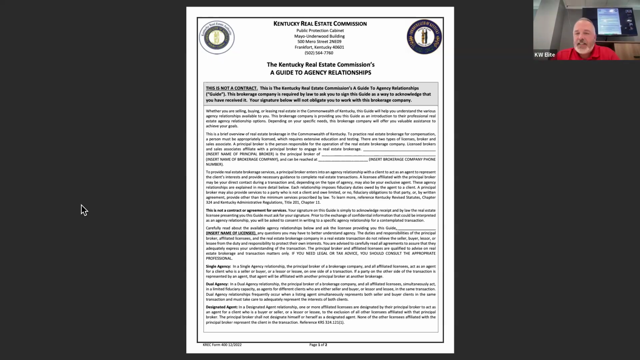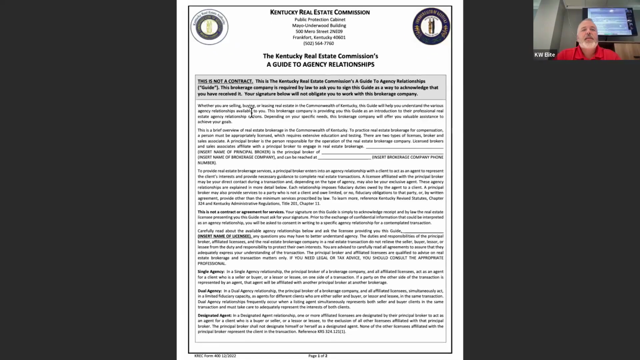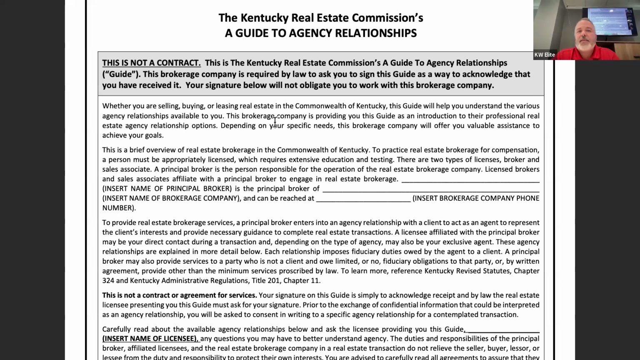So what is this document? Well, first and foremost, this is the document that you should get signed upon the second time talking with anybody, or at the point that they enter into client-related conversations. Now, I want to be really clear. This document does not mean that they are a client. As a matter of fact, the very first line at the very top says, let me see if I can zoom in on this a little bit. There we go. This is not a contract. This is the Kentucky Real Estate Commission, the Guide to Agency Relationships.